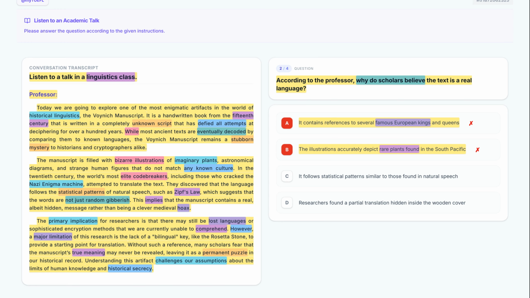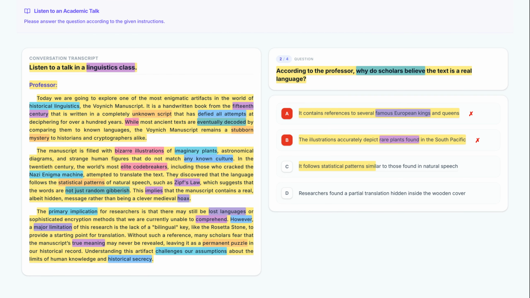Here is option C. Let's see if it fits. It follows statistical patterns similar to those found in natural speech. This matches the lecture perfectly. As the professor noted, the text follows statistical patterns similar to natural speech. This is the evidence we need.